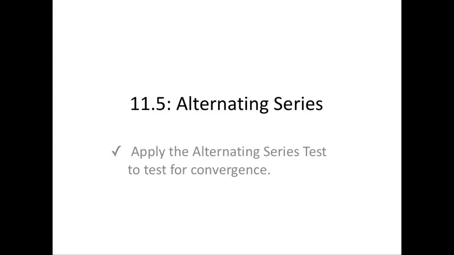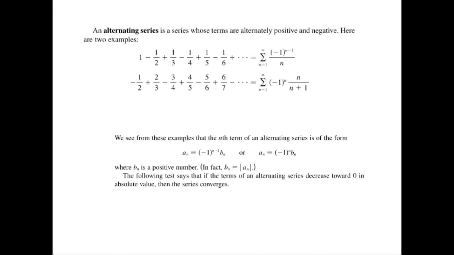Going to talk about alternating series. So alternating series meaning the terms in the sequence alternate in sign. So for example, the alternating harmonic series would be this: 1 minus a half plus a third minus a fourth plus a fifth minus a sixth, and so on.